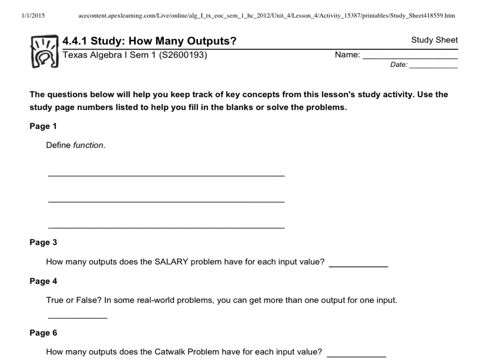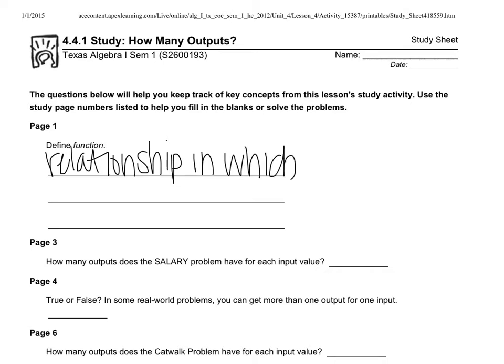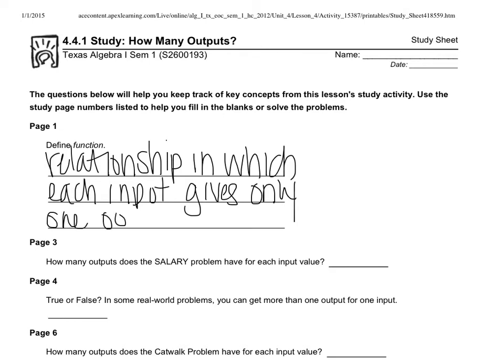So we've been talking about this word function, but it's kind of helpful to understand what a function is. The way we actually define function is that it's a relationship in which each input gives only one output. Okay? A function is a relationship in which each input gives only one output.